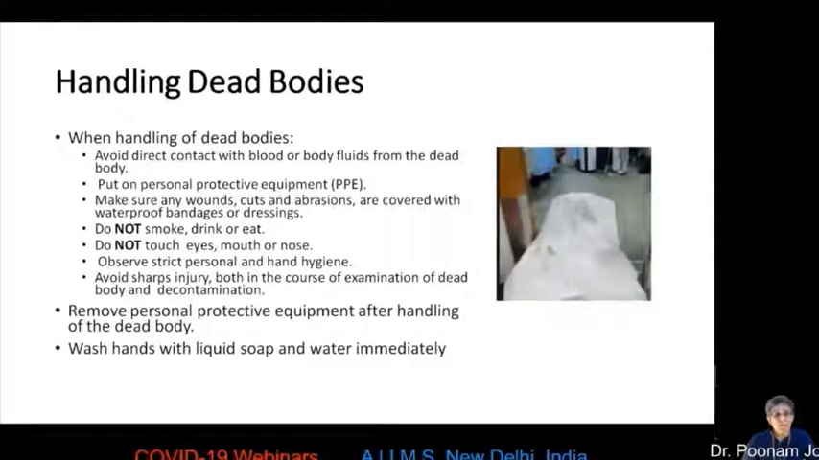Observe strict personal and hand hygiene. Avoid sharp injuries which can occur during the course of examination of the dead body and decontamination. Remove personal protective equipment after handling the dead body. Wash hands with liquid soap and water immediately.